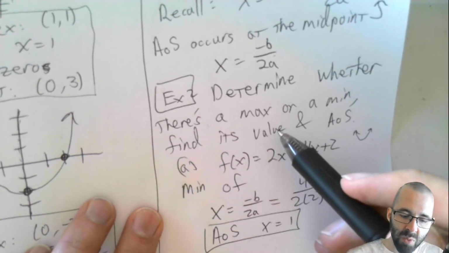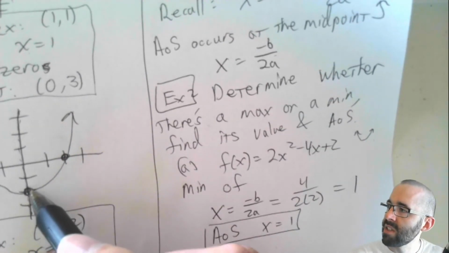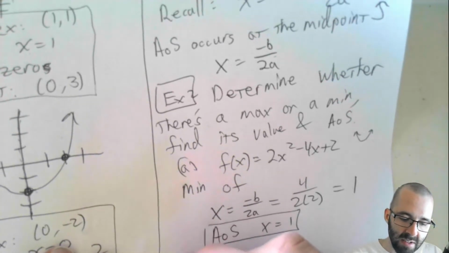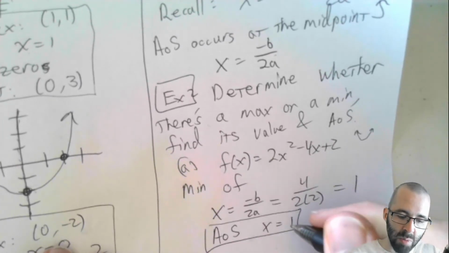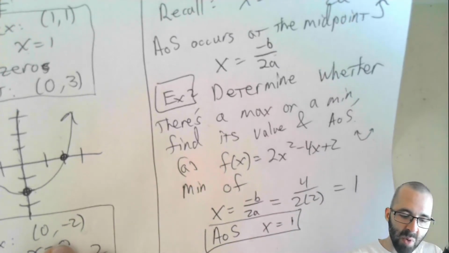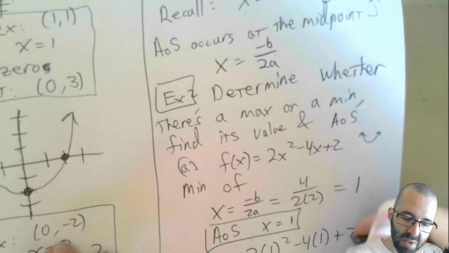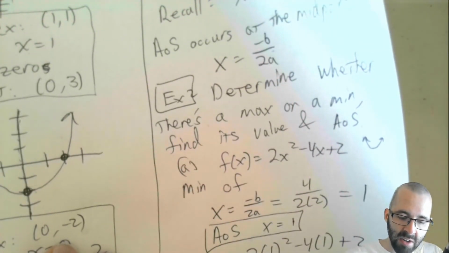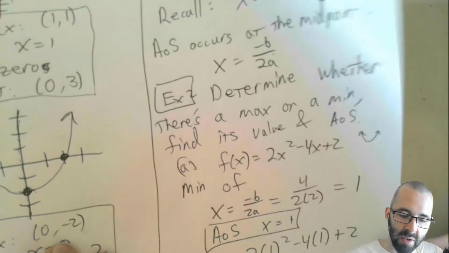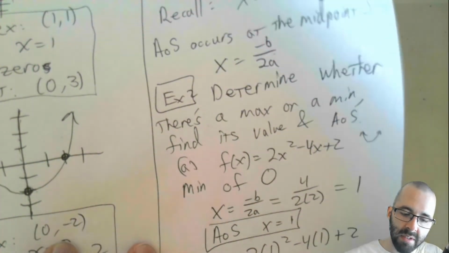All that's left is to find what that minimum value is. And remember, the minimum value always occurs at the vertex. We have to find what is the value at the vertex. We'll plug in the x-coordinate of the vertex into the function to find that minimum y value. You get 2 times 1 squared minus 4 times 1 plus 2. Plug that into a calculator, you're going to get 2 minus 4 plus 2 is 0. The minimum value is 0.